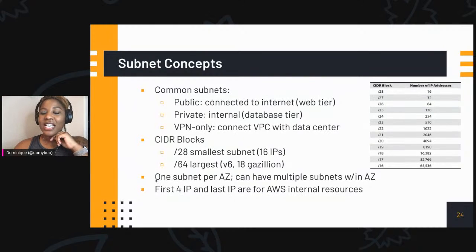Another characteristic is that you can have one subnet per availability zone, but you can have multiple subnets within that availability zone, which means it's not regional, right? I talked a little bit earlier about regional versus zonal services and really understanding which ones are which, because a subnet is not regional, which means you can only have it within an availability zone.